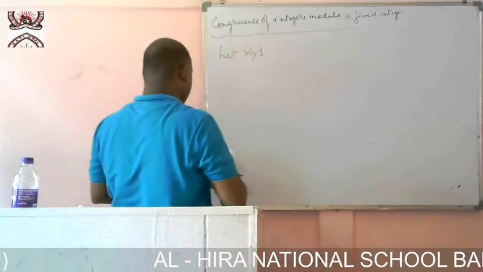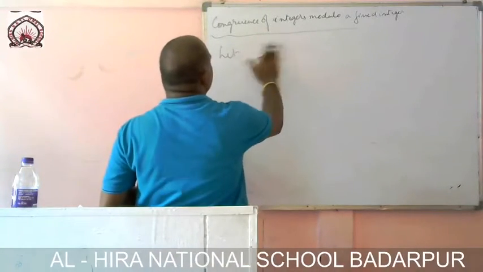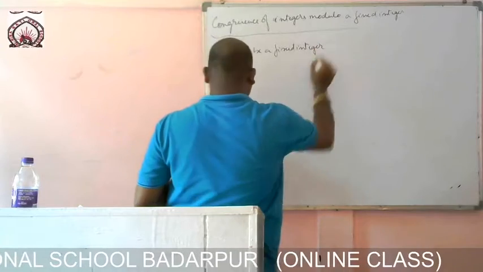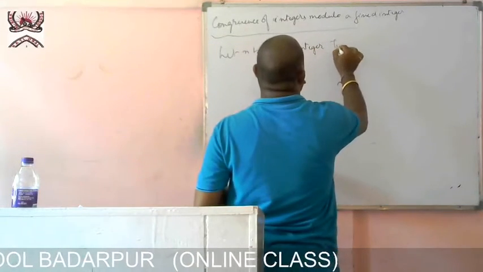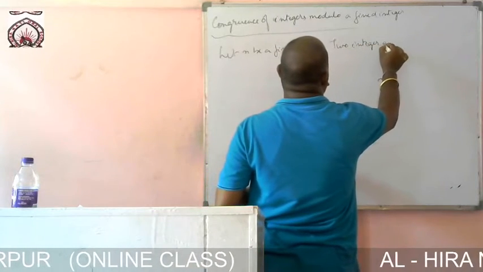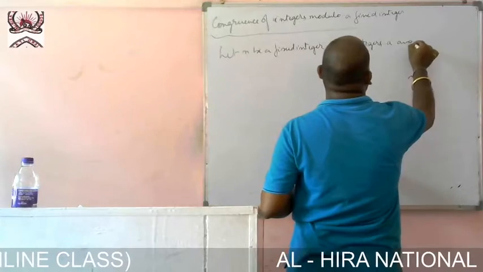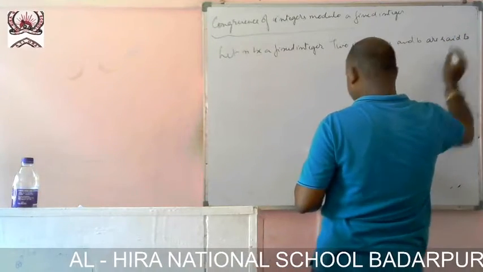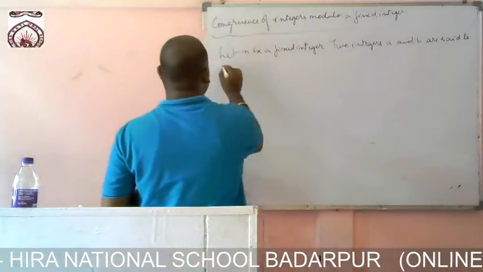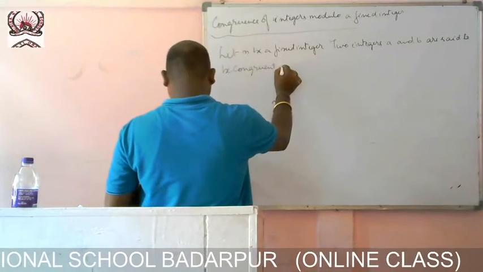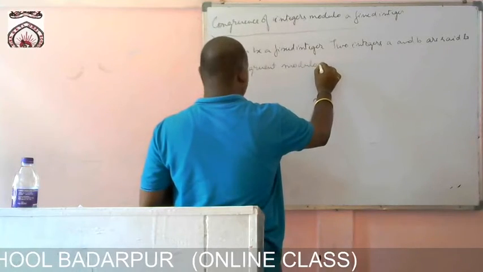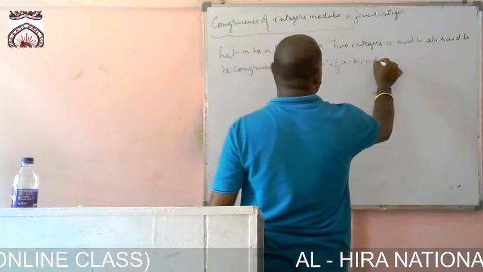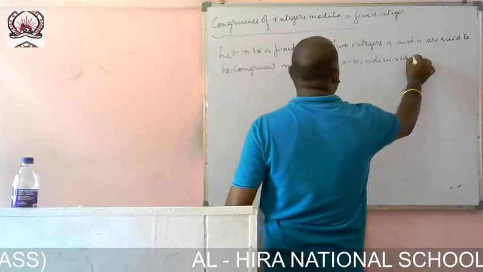Let n be a fixed integer. Two integers a and b are said to be congruent modulo n if a minus b is divisible by n.